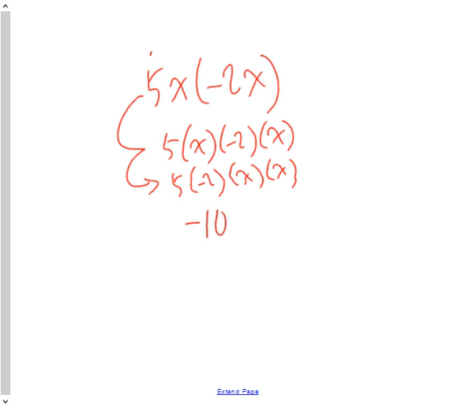So essentially we're multiplying our coefficients. And an x times an x is an x squared. So a 5x multiplied by a negative 2x will give you a negative 10x squared. And that would be the solution to this particular question.